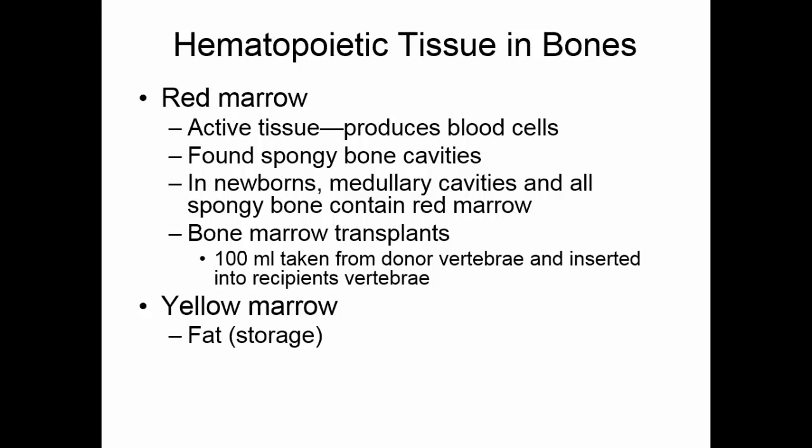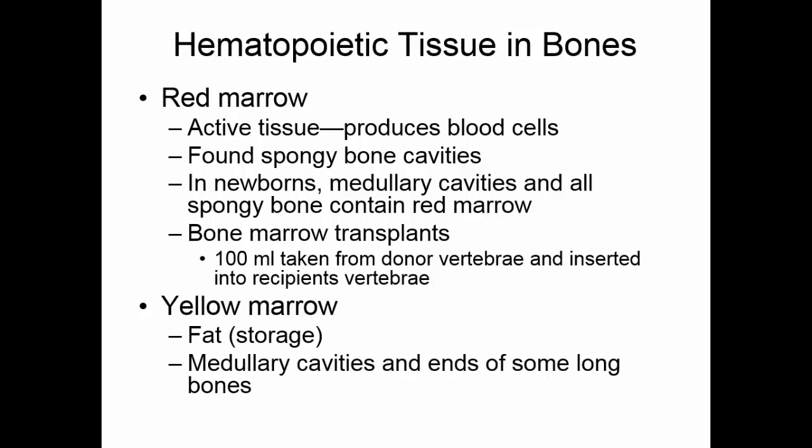Yellow marrow is the fat storage area of the body. Most of the red marrow in adults converts to yellow marrow. Yellow marrow is simply fat, and this is one of the places we store fat in the body. Medullary cavities and the ends of some long bones have this converted over as we age. However, yellow marrow can convert back to red marrow in severe anemia.